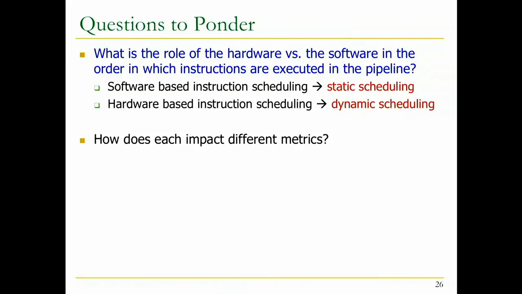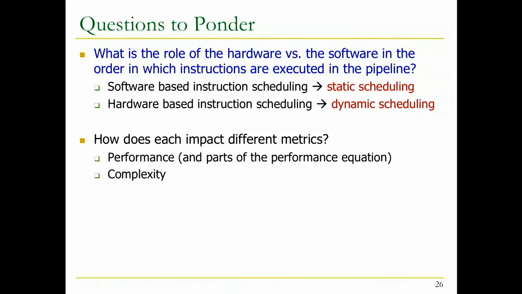So this impacts different metrics, clearly. Performance and parts of the performance equation, as we discussed. Complexity, where the complexity is pushed to. Is it pushed to the software or the hardware? Power consumption. So if the hardware does dynamic scheduling, like out-of-order execution, power consumption actually increases significantly. But if the software does it, you really expend the power early on when you're compiling the program. But while you're running the program, hopefully the hardware is simpler.